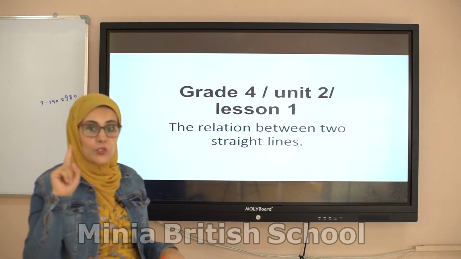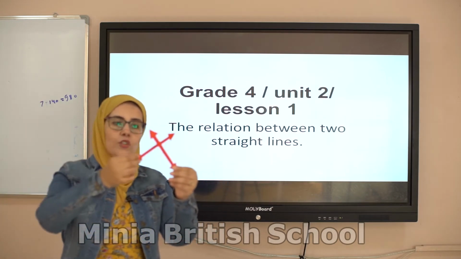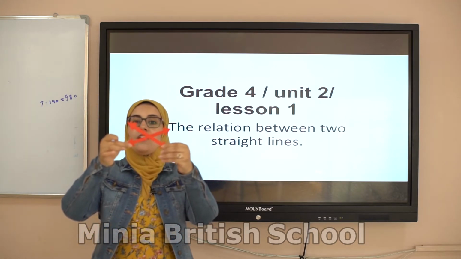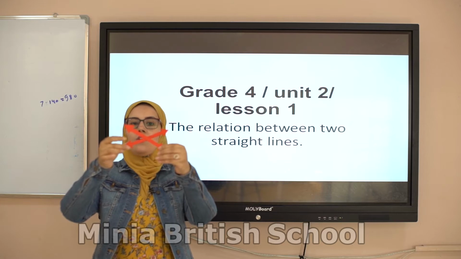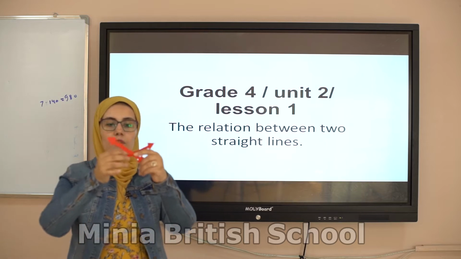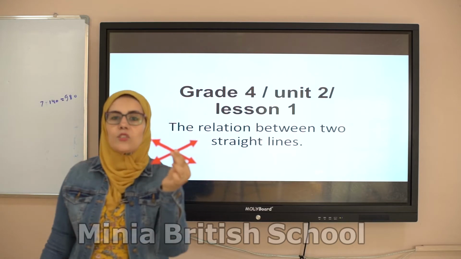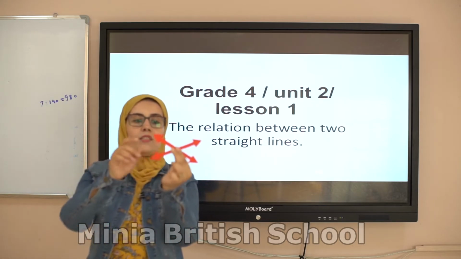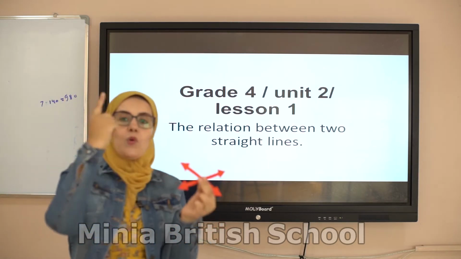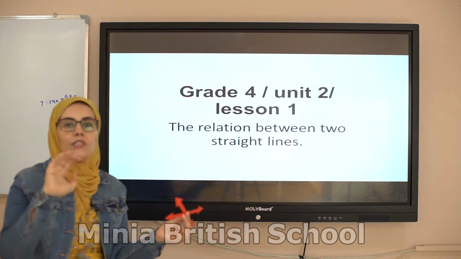The first type, or the first case, is when we have a straight line meet another straight line in a point like this, okay? So now they intersect in a point. This point is called the intersection point. When they meet, what did they do? They meet in only one point, and they make 4 angles.